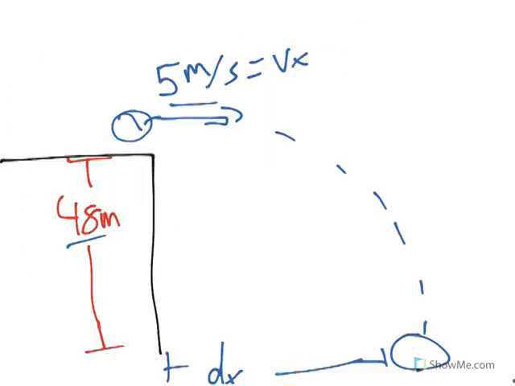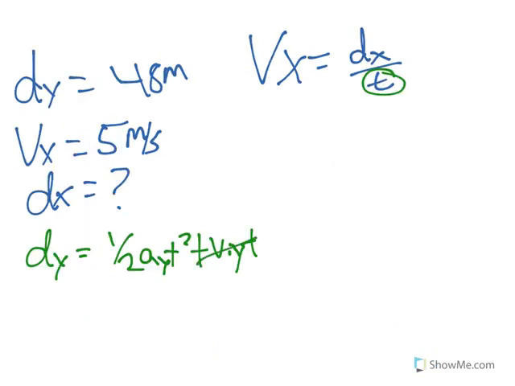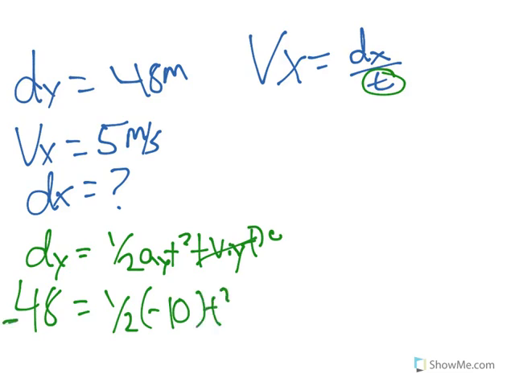Now since it was launched horizontally, the initial velocity in the y should equal 0. So this goes to 0, and I'm left with 48 equals 1/2 times -10 times t squared. Make that negative since it fell 48 meters. If we solve for this, t is equal to the square root of 48 divided by 5. Pretend that's a 5 down there. And if we do that, we get a time of 3.1 seconds.